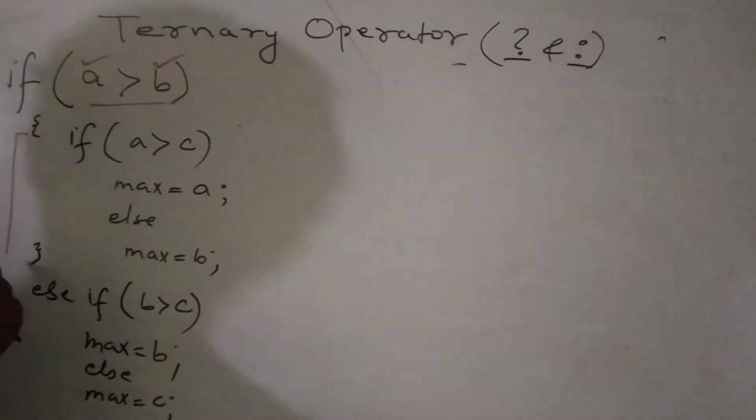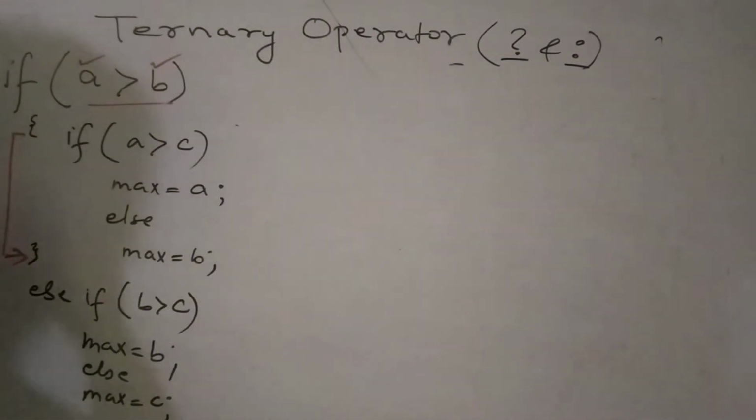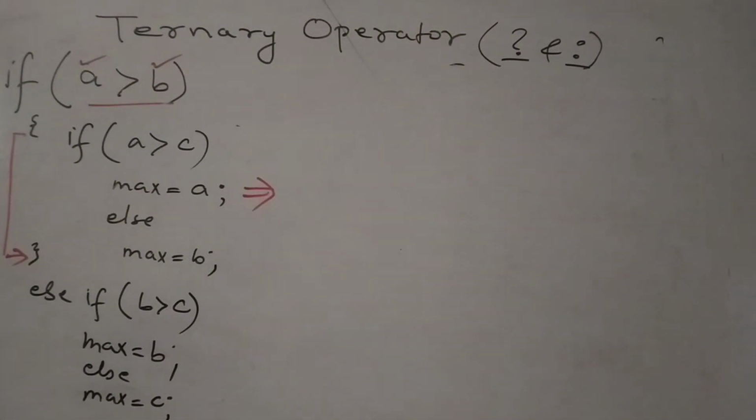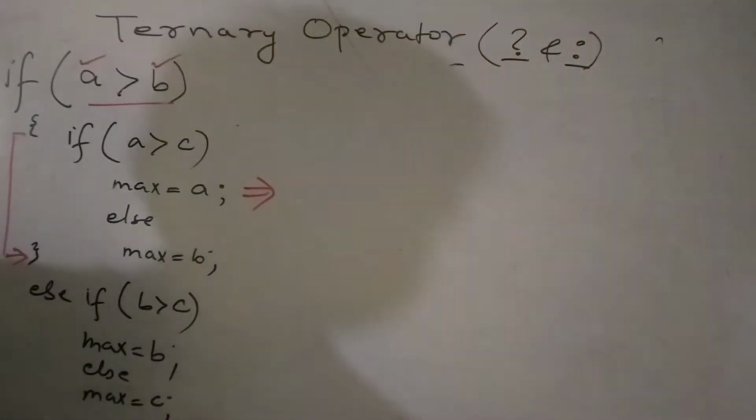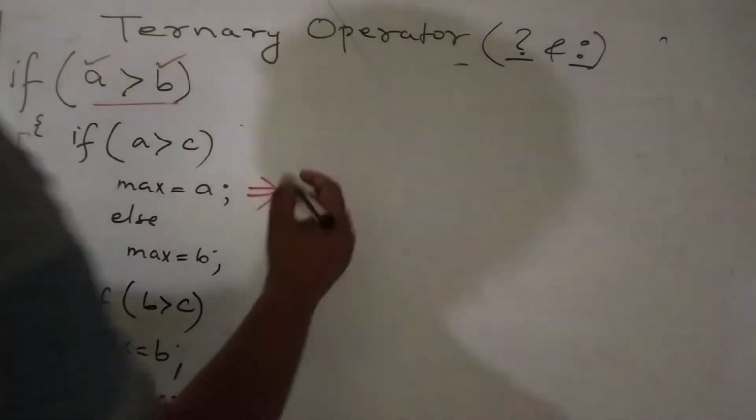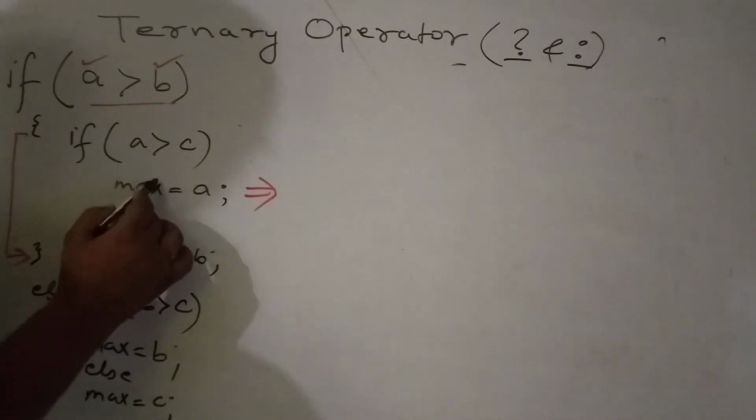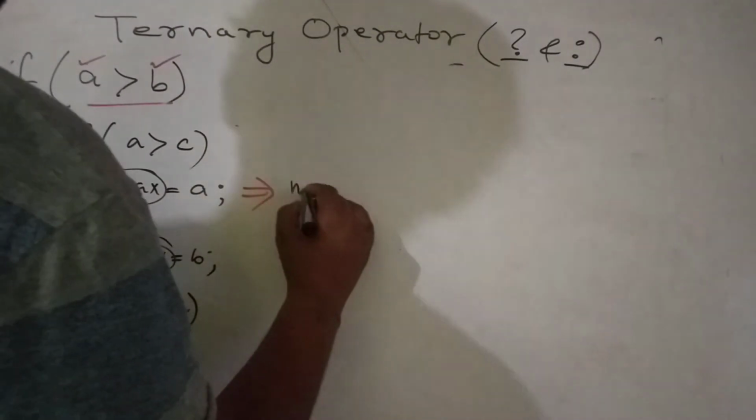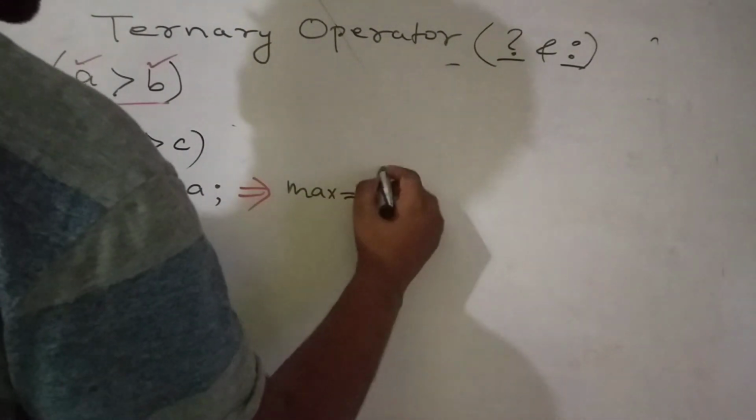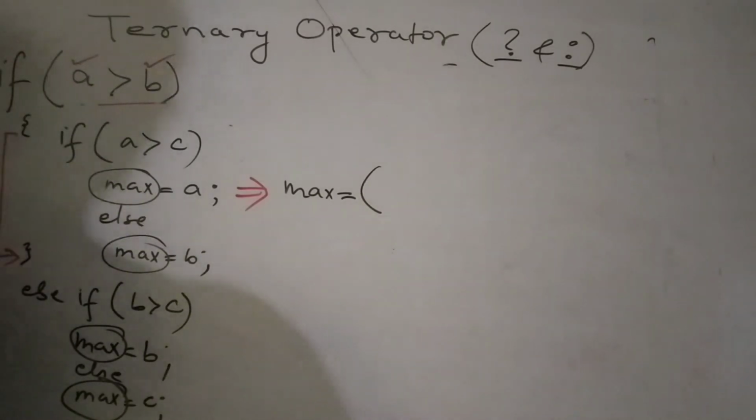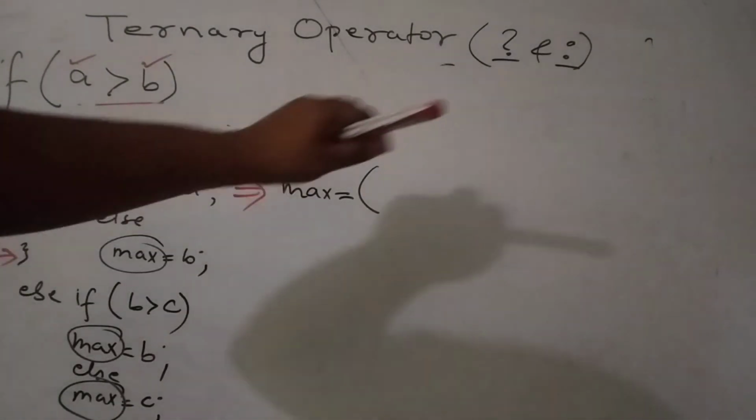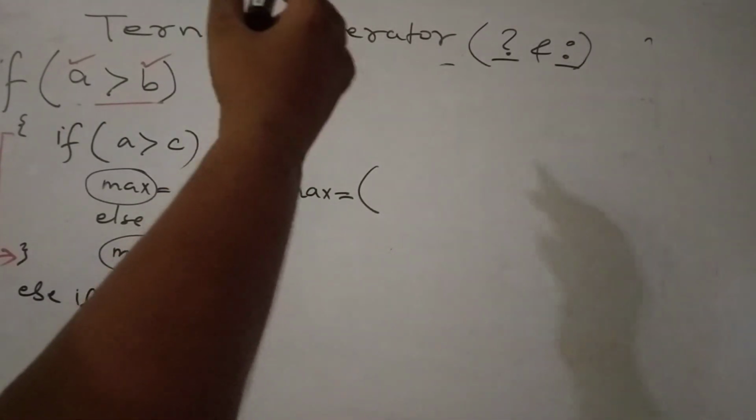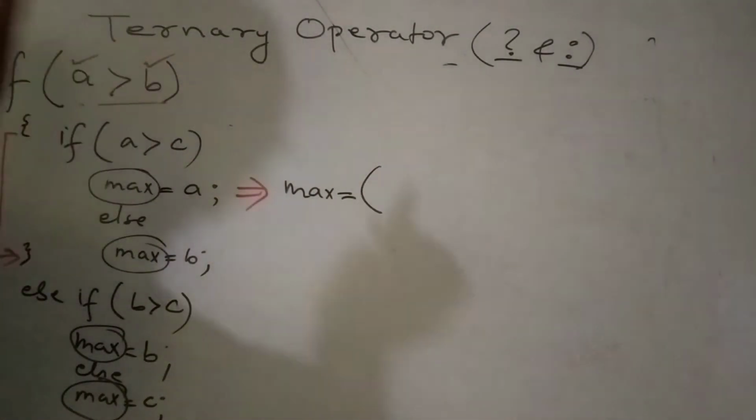So now how to write this? Okay, now how to convert this into ternary operator? So how we can convert this into ternary operator? Let us do this. So our common variable of storage is what? Max. So here it will be max is equals to, so our first condition is what? A is greater than B.